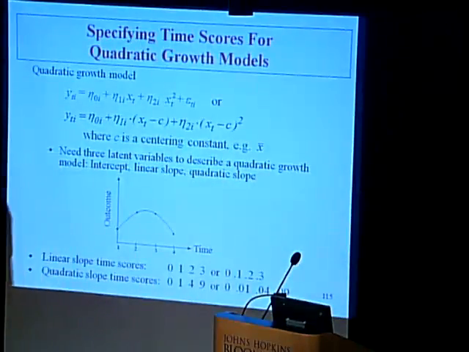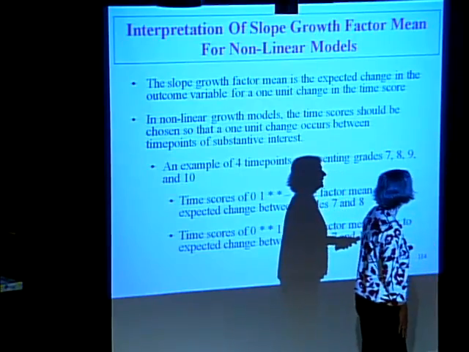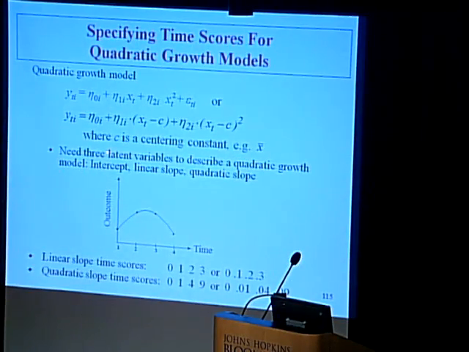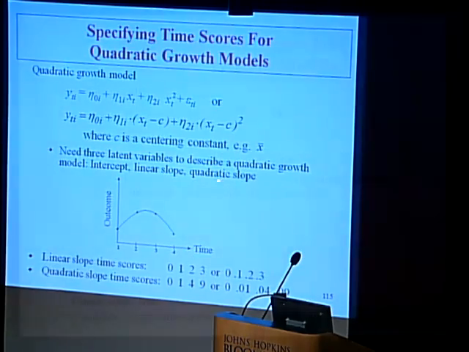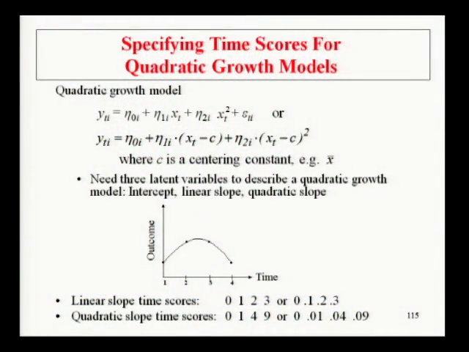So here's our, we need 3 latent variables when we have a quadratic growth model: intercept, linear slope, and quadratic slope. So here's a picture of what we might have, going up at time 1 and time 2, coming down time 3 and time 4. You can imagine that we're going to have more parameters to estimate because we have 3 growth factors now, and that third one's going to have a mean and a variance, and it's going to have a covariance with the other 2. So that implies that you have to have more measurement occasions to identify a quadratic growth model.